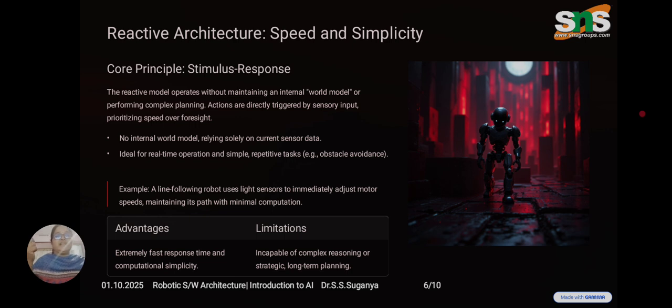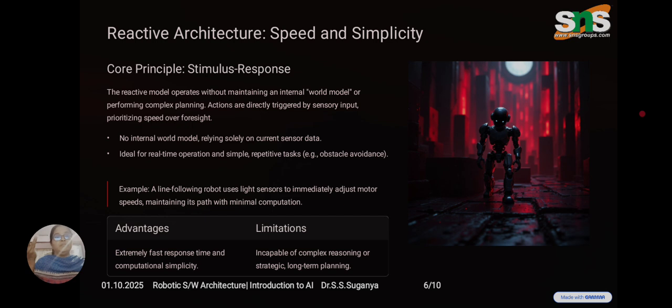Now let's see the reactive architecture, which is known for its speed and simplicity. In this reactive model, robots act directly on the sensor input without internal reasoning or planning. They work on simple stimulus and response. It is fast, but very limited. For example, a line following robot instantly adjusts the motor speed based on the sensor reading. The advantage is that it is extremely quick and computationally very light. Equally, it has limitations: it lacks long term planning and strategy in decision making.